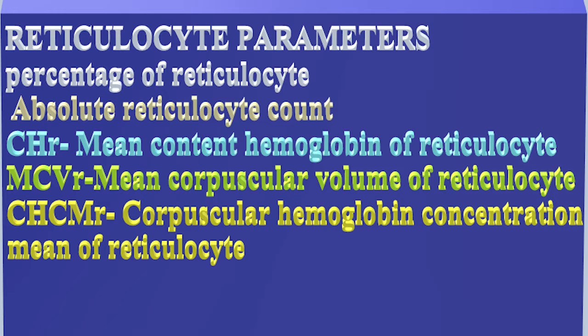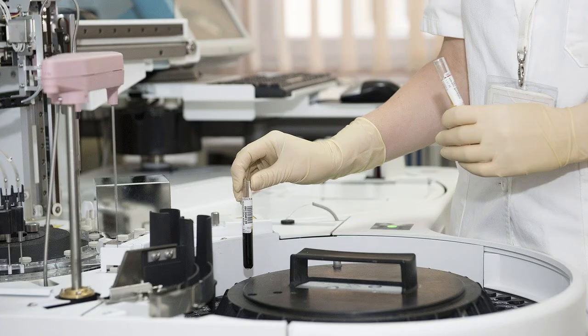There are two methods available. One is manual and the other is the automated instrument. Nowadays, automated instruments can do the retic count with more information and more accurately because the number of cells counted is much higher compared to the manual method. First, we will see the manual method.